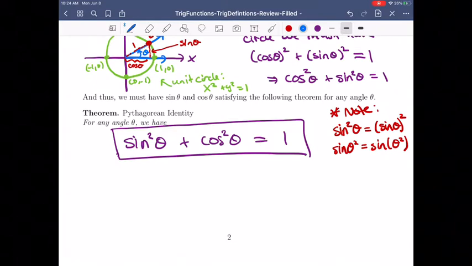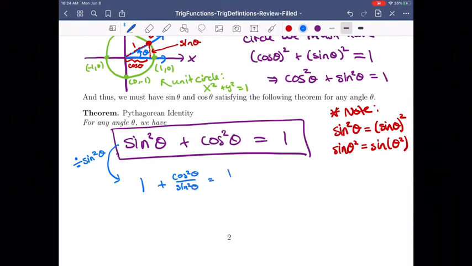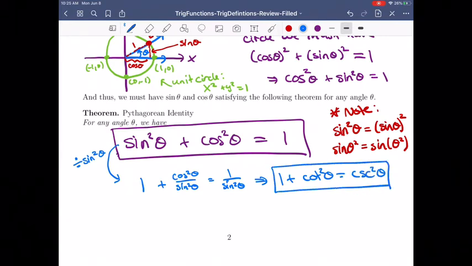Now, we actually get 2 more identities for free. If I take this identity and divide everything by sin²θ, what I'm going to get is 1 plus cos²θ over sin²θ equals 1 over sin²θ. And what this actually is, is 1 plus cot²θ equals csc²θ. So I get this identity.